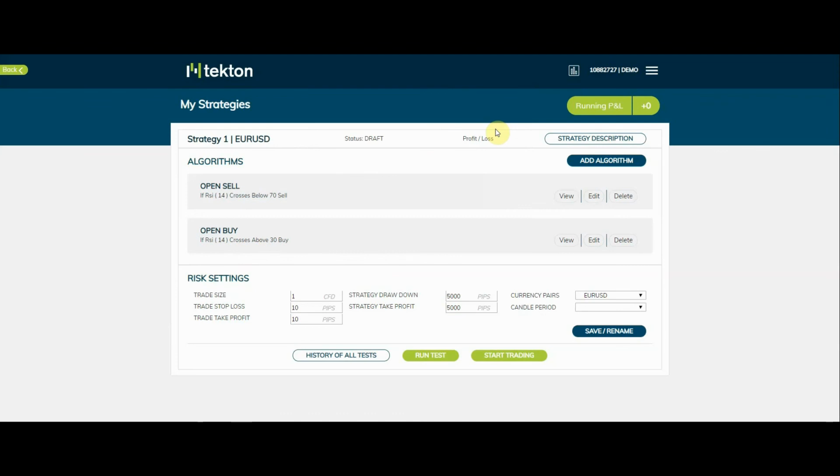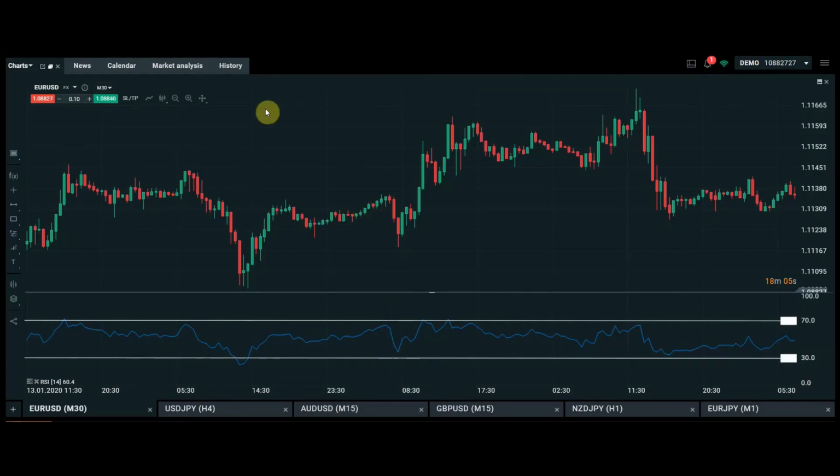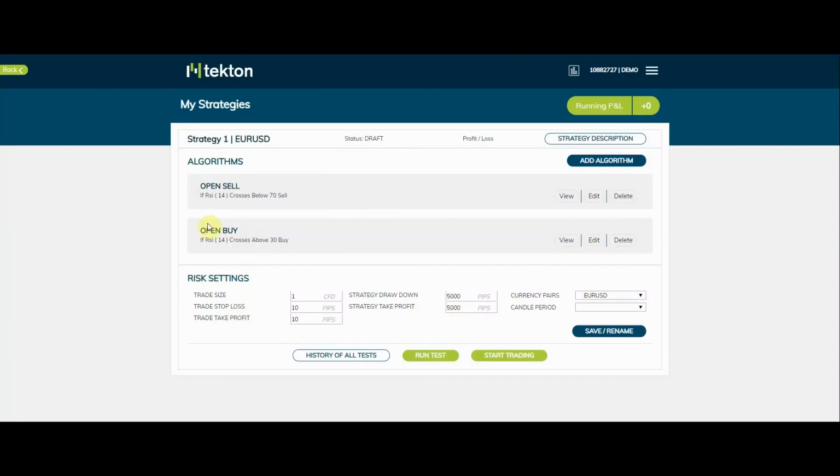Confirm. Remember, you can add other indicators to the end of these conditions, so you can add longer conditions, but for the purpose of this exercise, I'm just showing you how to get the RSI that we showed you on the charts here into Tekton.